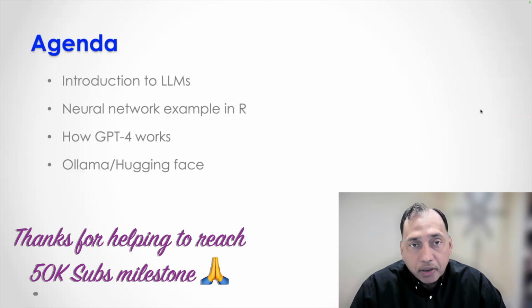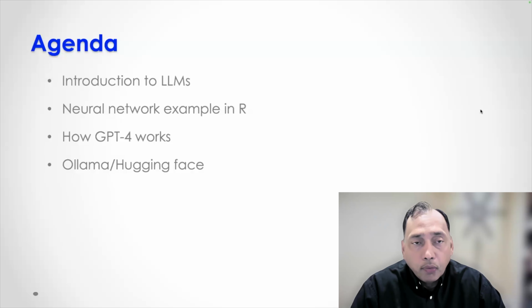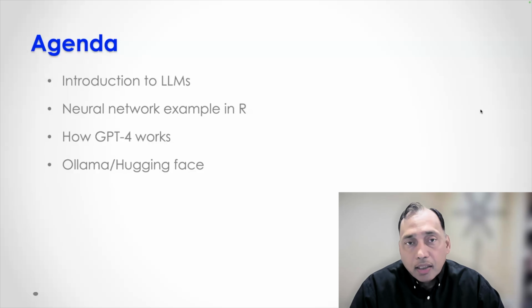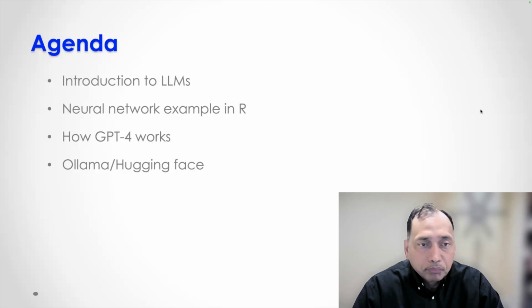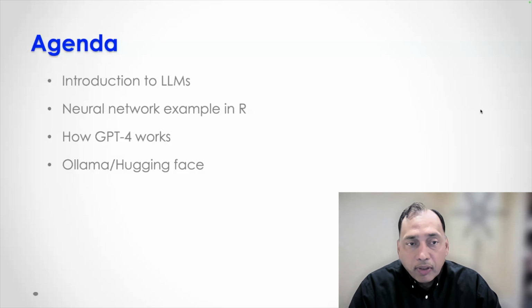We'll cover the introduction. I'll also go through one example of a neural network in R, since these models make use of neural networks in a big way. And since we have been using R, that will help us have a basic understanding of how neural networks work. And then one of the large language models by OpenAI, the most recent one being GPT-4. So we will look at one simple example and some interfaces that are available, like Ollama and Hugging Face.